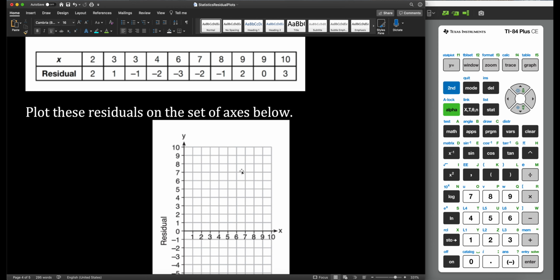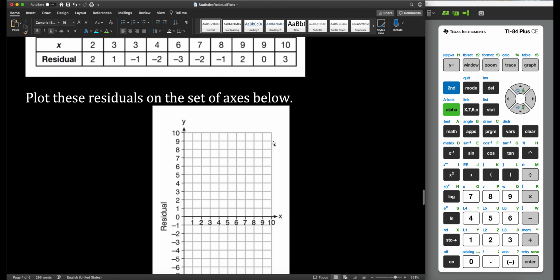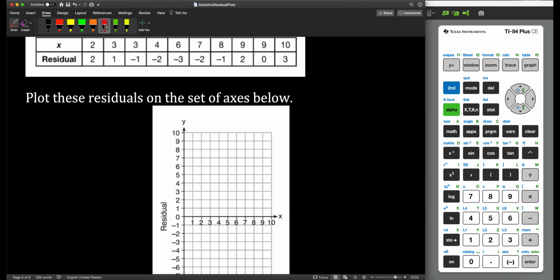Here's your y-axis. The first thing the Regents want you to do is plot these residuals on the set of axes below. So instead of giving you the residual plot, they're going to make you plot it, which is actually good for you because that's very easy to do, and that's going to give you points. So we plot these like we plot all points. There's nothing different here. We have done this before.